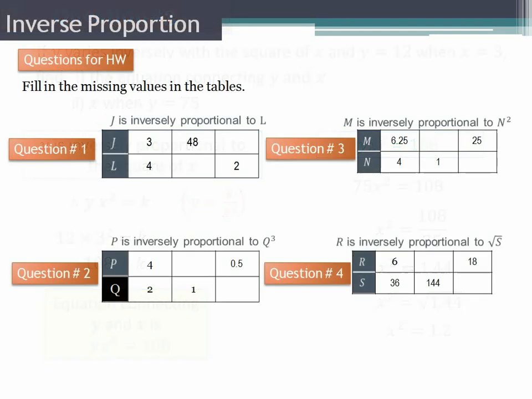So these are three simple example classwork questions. Now these are the homework questions. You have to use this table. Draw the table in your notebooks and write the question number 1. First read the statement carefully. J is inversely proportional to L. Now J is equal to K divided by L. Use these initial values to find K. Then write the connecting equation and use these values to find their corresponding missing unknowns.